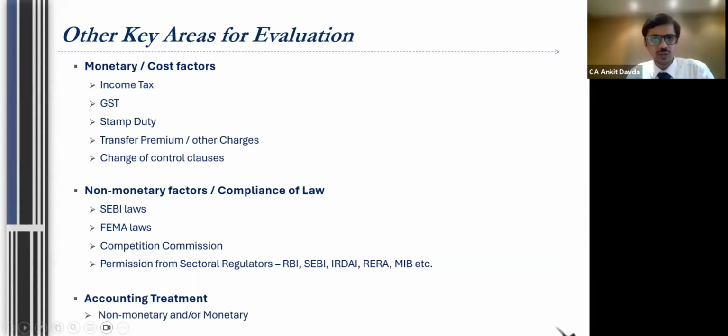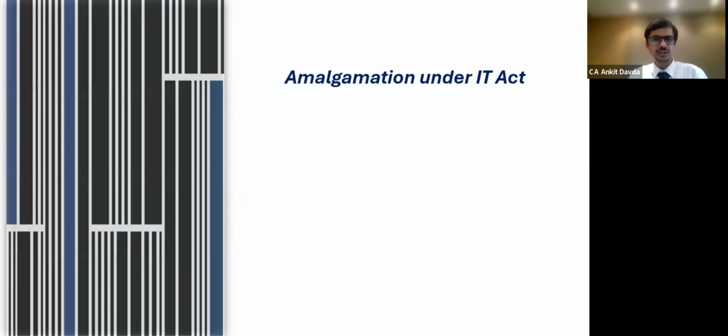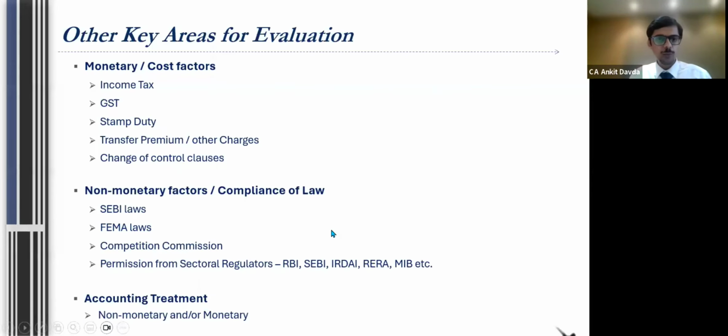Competition Commission would generally not come because these are small companies. Generally, there is a higher threshold for Competition Commission approval to be involved. And then there are other sectoral regulators, as we have been discussing: RBI, SEBI, for insurance companies, RERA, MIB, Ministry of Information and Broadcasting. So if any companies own any news channel, then you generally need to take MIB approval, Ministry of Information and Broadcasting.